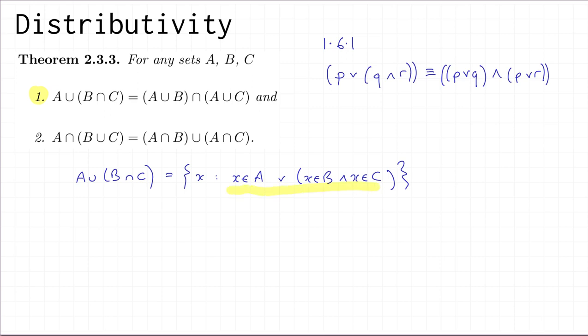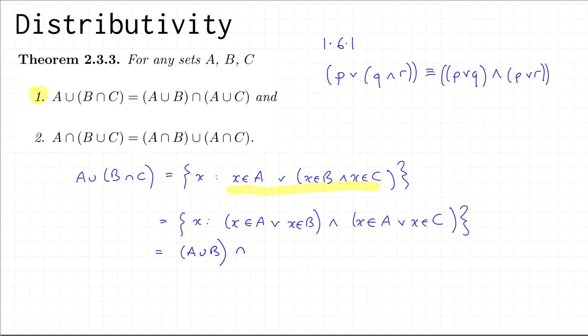But this formula here is logically equivalent to saying that X is in A or X is in B, and X is in A or X is in C. That's the logical equivalence of Theorem 1.6.1, the distributivity theorem for OR, and of course what I've written there is exactly A union B intersect A union C.